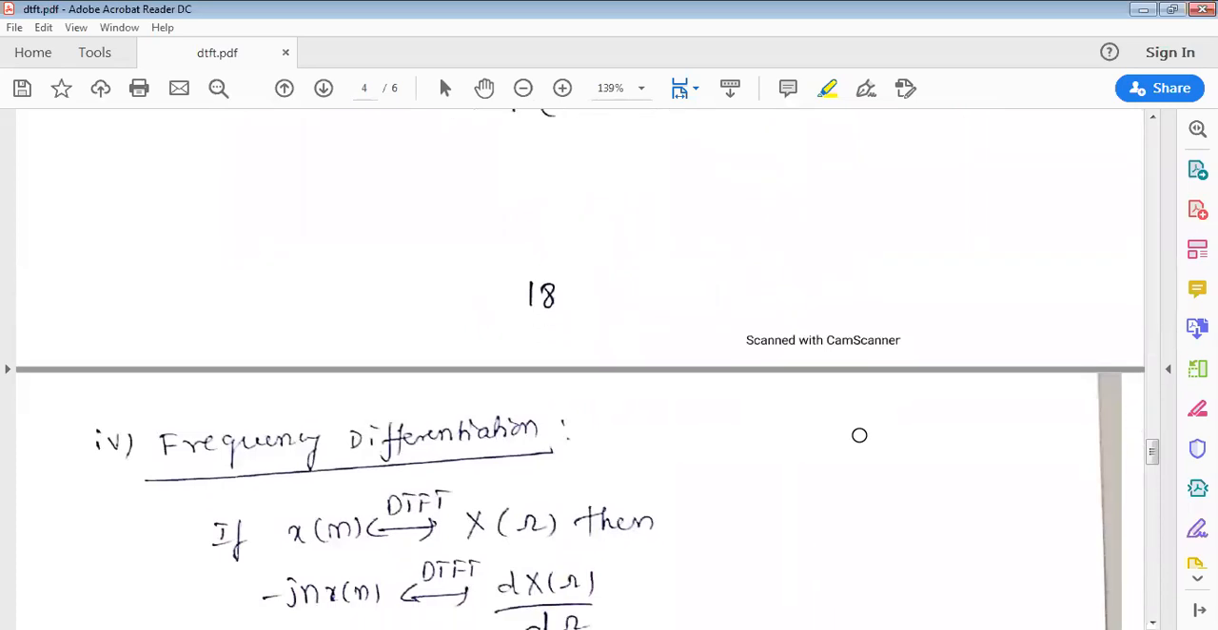Did you follow the step? Any doubt you have? Any doubt? Are you able to follow? Did you follow the step?